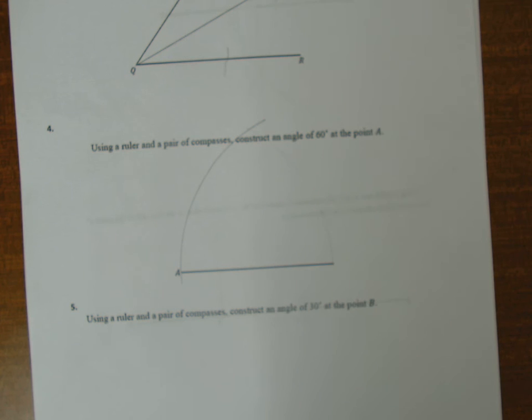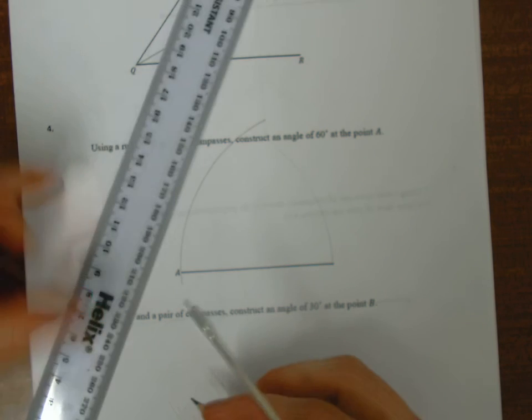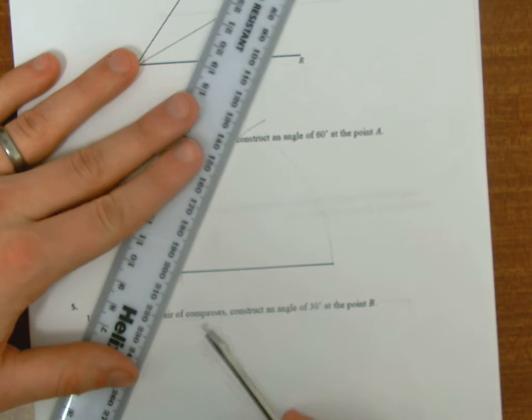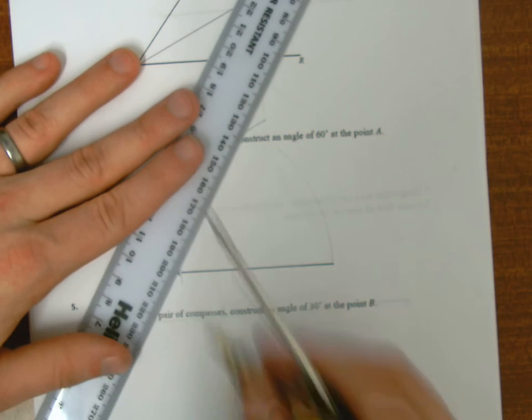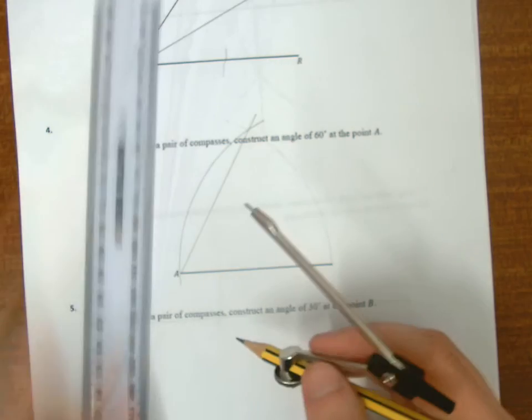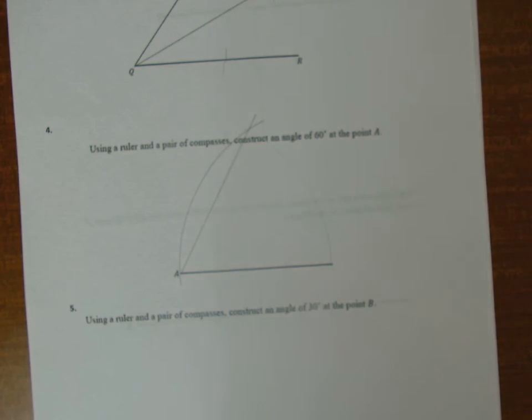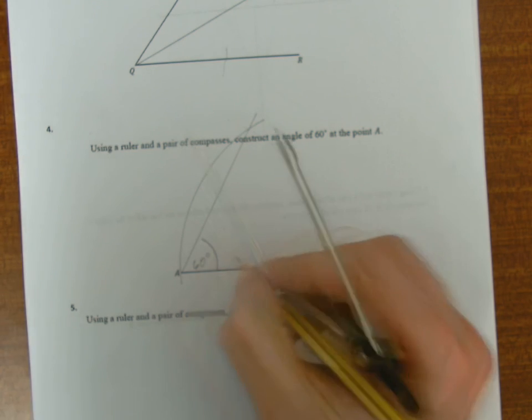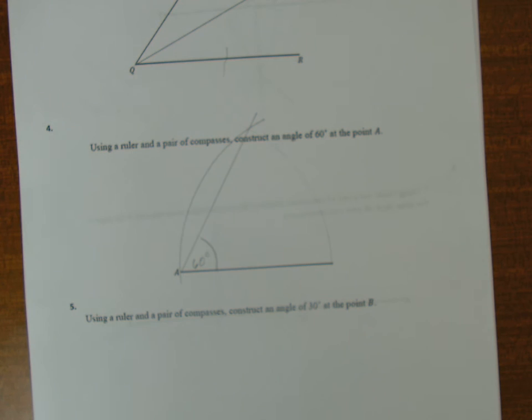Now it's asked us to construct the angle at the point A, so it's really important that we draw our line from A. All we're going to do is draw the line from A and make sure that it goes through the point where our arcs cross just up here. And that's it. We've constructed a 60-degree angle at the point A.